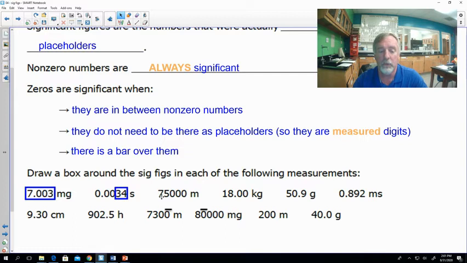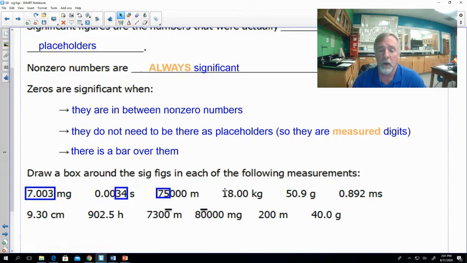Let's look at our next one, 75,000. What about these? Did we measure all those? Well, if we would have measured them, we would have needed to put a decimal point over here at the end to indicate that we did measure all those zeros. Without the decimal point, they are only placeholders. They're to move that 7.5 over to the correct place in our number. So here, only the 7 and the 5 are significant.